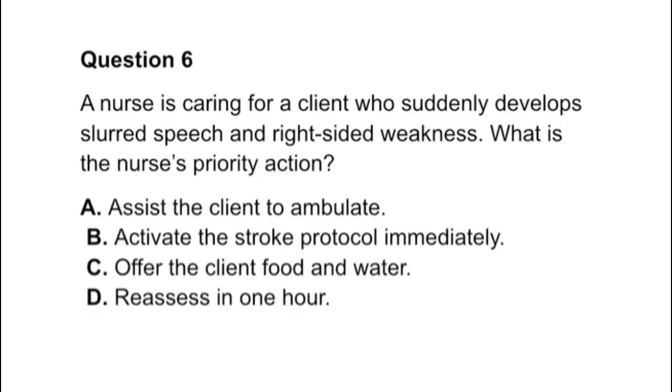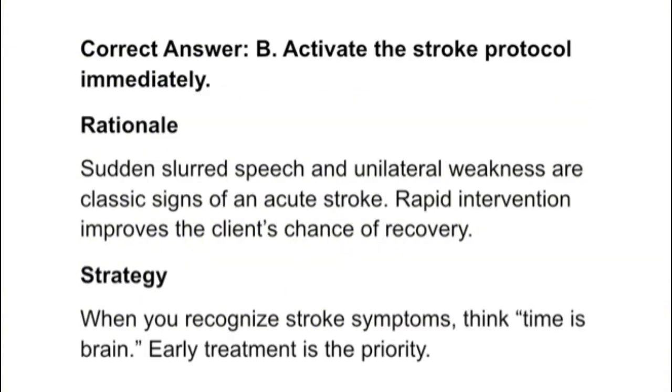Question 6. A nurse is caring for a client who suddenly develops slurred speech and right-sided weakness. What is the nurse's priority action? A. Assist the client to ambulate. B. Activate the stroke protocol immediately. C. Offer the client food and water. D. Reassess in 1 hour. Correct answer, B. Activate the stroke protocol immediately.